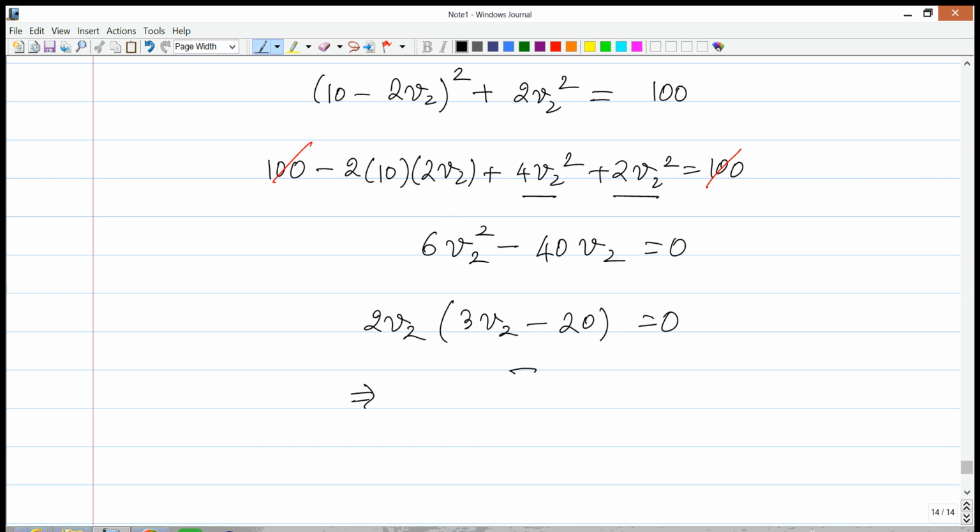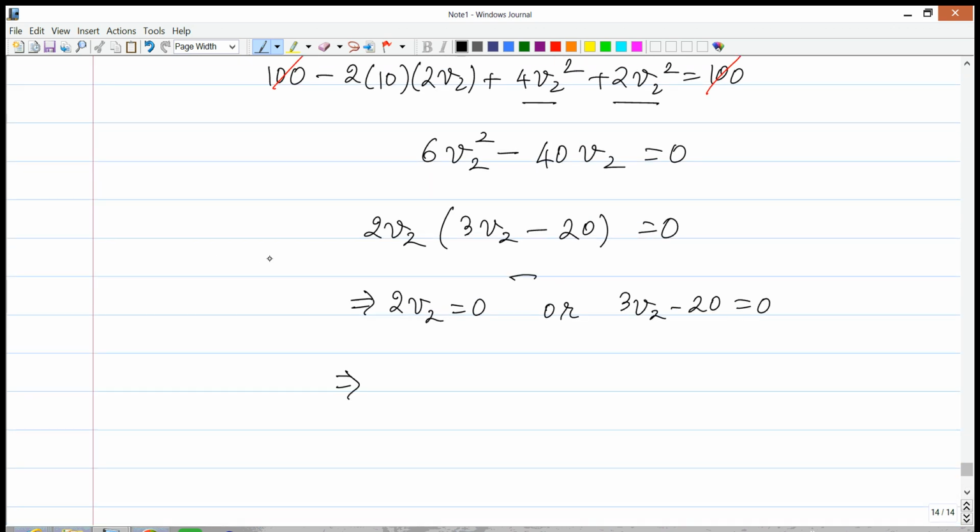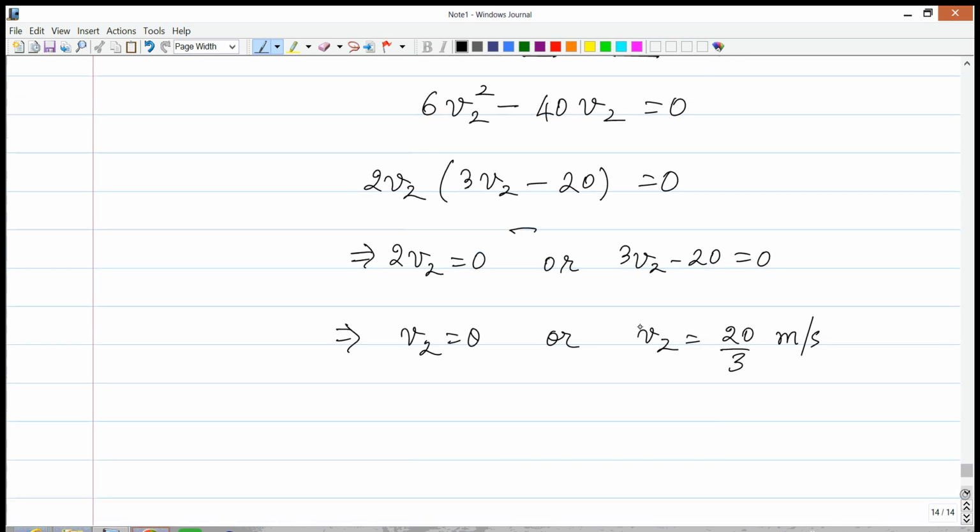And this implies two things. Whenever the product of two things is 0, we know that at least one of them is 0. So either 2v2 is equal to 0 or 3v2 minus 20 is equal to 0. Now this gives me v2 equal to 0 or v2 equals 20 divided by 3 meters per second. Before we analyze anything, let's just find v1.